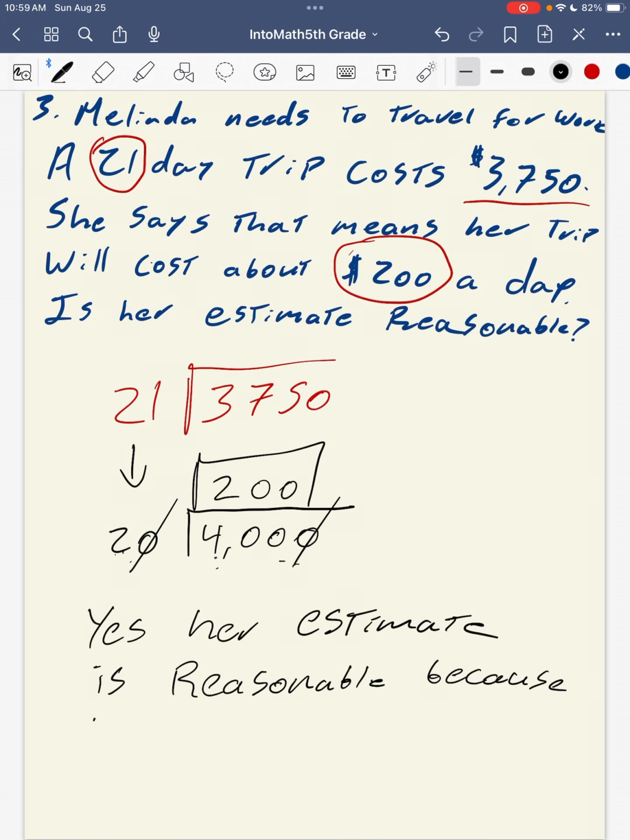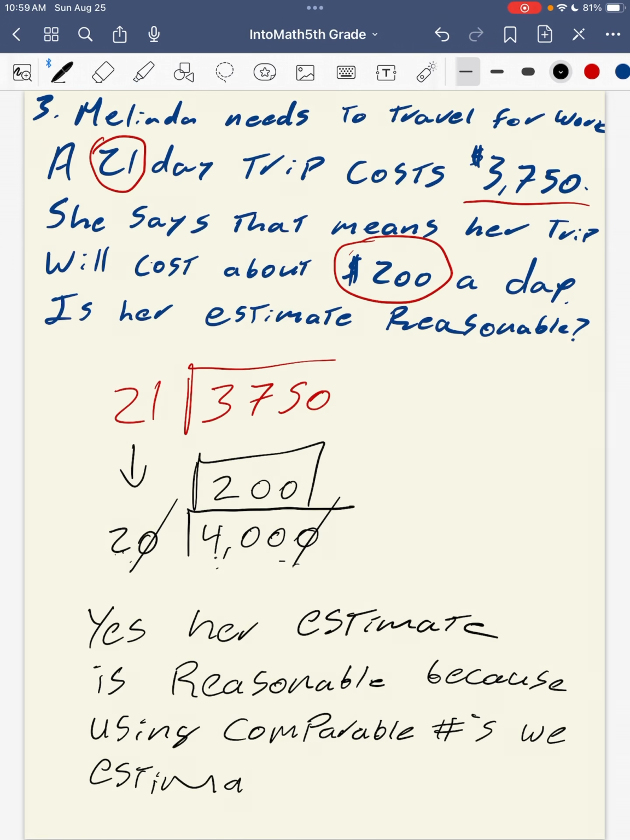Because using comparable numbers, we estimate about $200 per day. We did not need to find our actual quotient of dividing 3,750 divided by 21. We can use comparable numbers to check her estimate to see if it is reasonable.